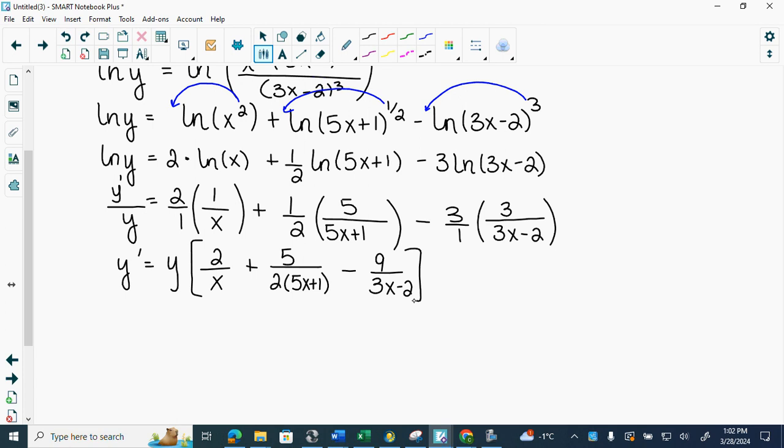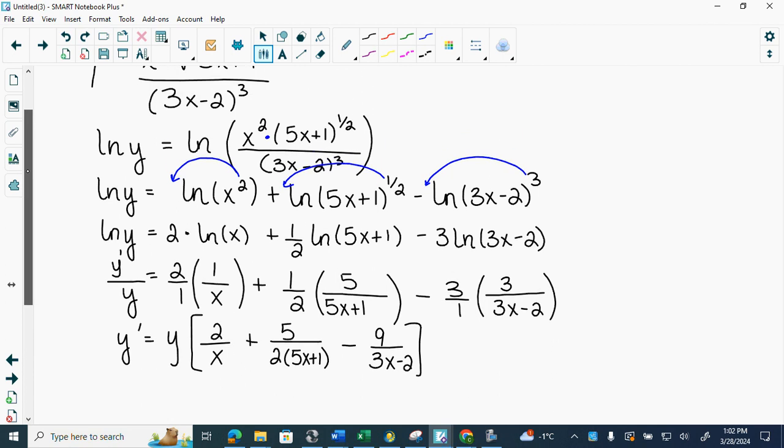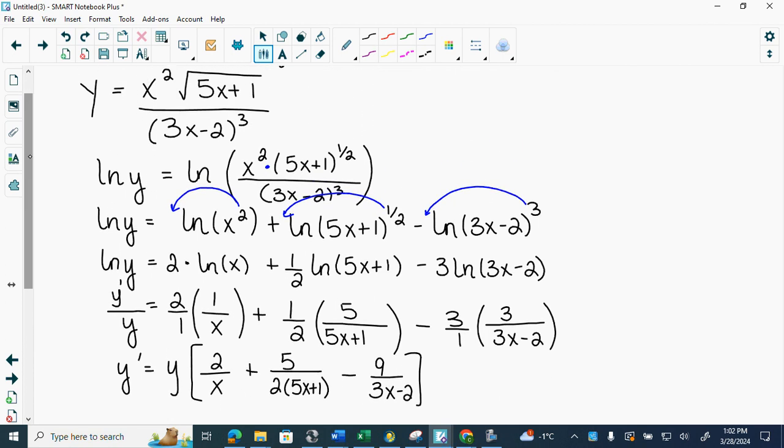Right? There's one last step that you can't forget. The last step to not forget is you have a y sitting here, and we have a y up here, right? The equation, y equals that. So you have to come down here and replace that y with that ugly fraction.